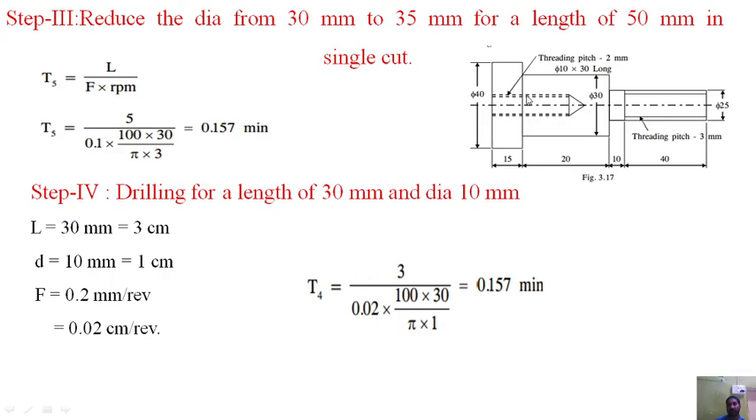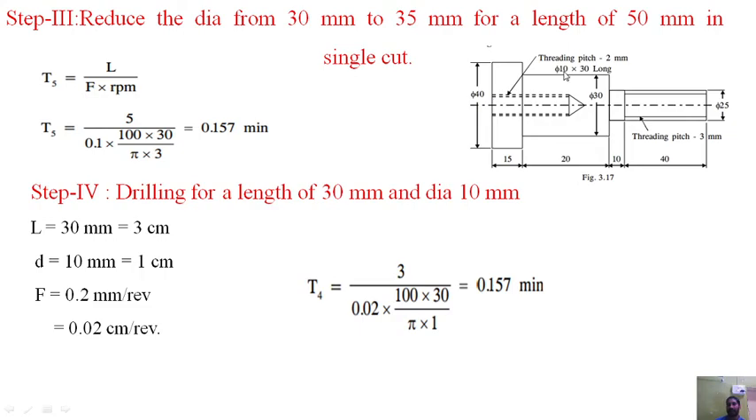So L is 30 and the diameter of the drill bit, we are using a drill bit now. So we have to take a drill bit for the drilling operation. You must take the diameter of the drill bit, not the diameter of the workpiece. So T4, length of the workpiece is 3 and speed for drilling is 0.02 centimeter. This is here RPM 100 S by pi D. So D is 1 centimeter because we are making a hole of 10 millimeter dia. So that is 1 centimeter.